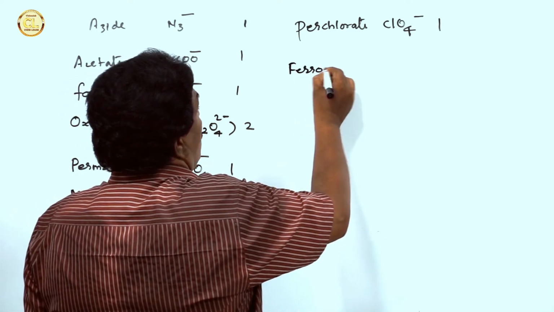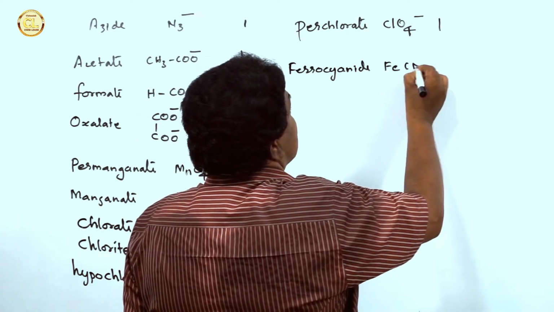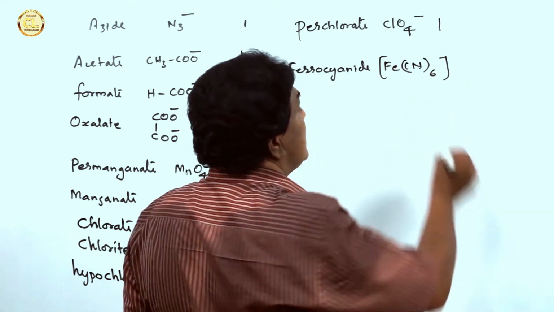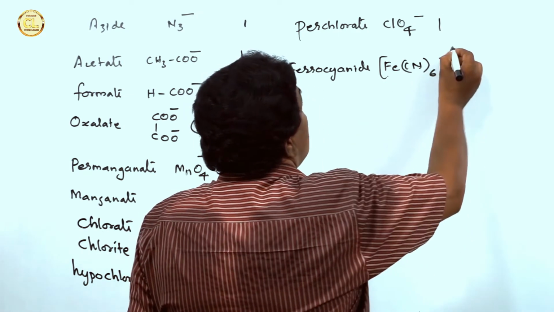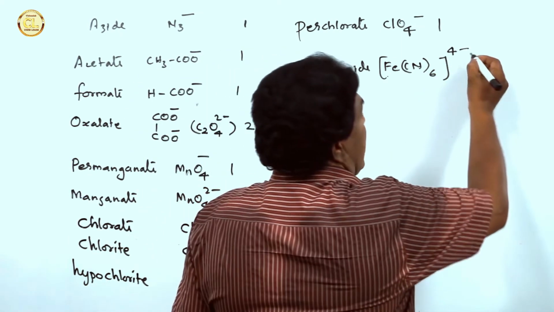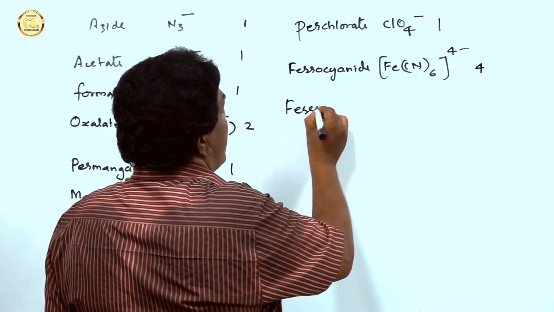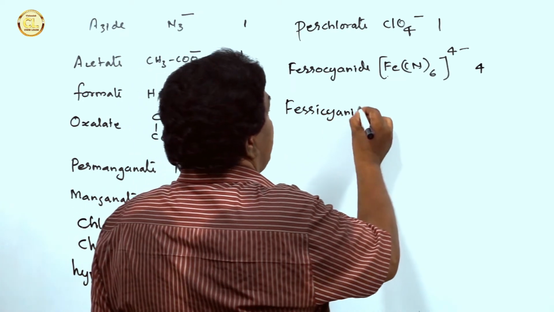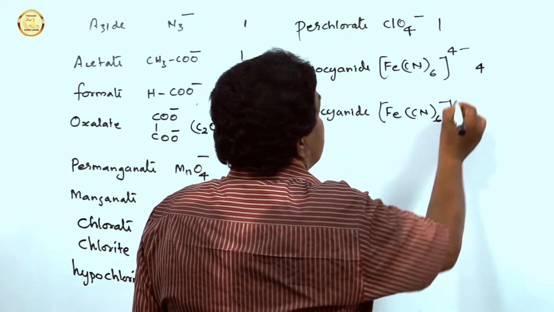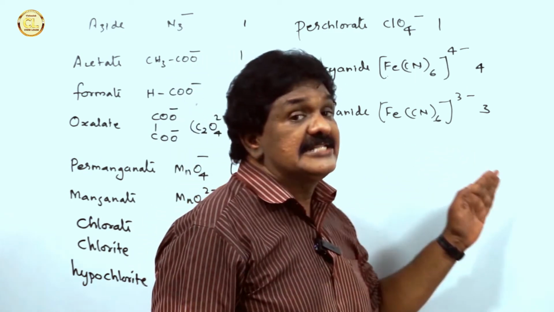Now ferrocyanide, Fe(CN)6. It's a complex ion with 1 iron atom and 6 cyanide ions. That is Fe(CN)6 4 minus, and its valency is 4. Now ferricyanide, Fe(CN)6 3 minus, its valency is 3. This is ferrocyanide and this is ferricyanide.